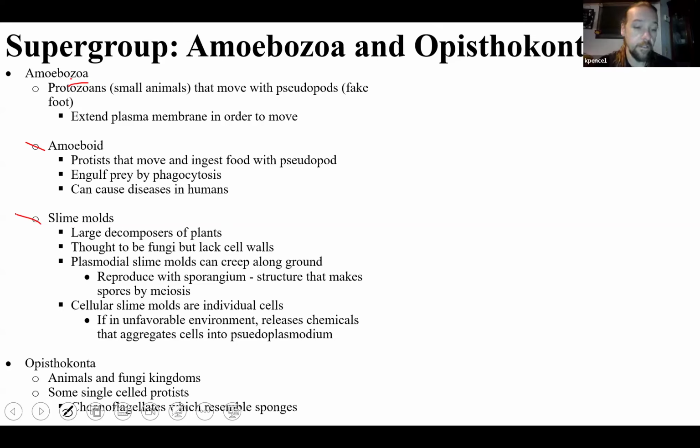And then we have the opisthokonts. The opisthokonts are going to be animal-like cells. These are the closest thing to the animal kingdom. So we have sponges. Sponges are technically animals, but there are groups of cells that resemble sponges, and those individuals are going to be the true opisthokonts. They're called choanoflagellates.